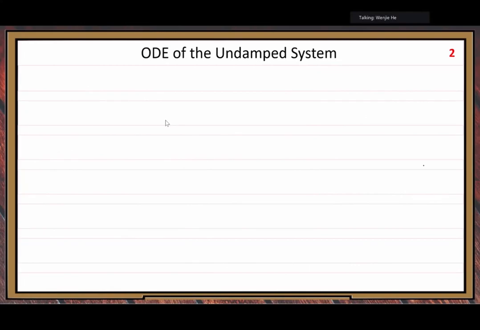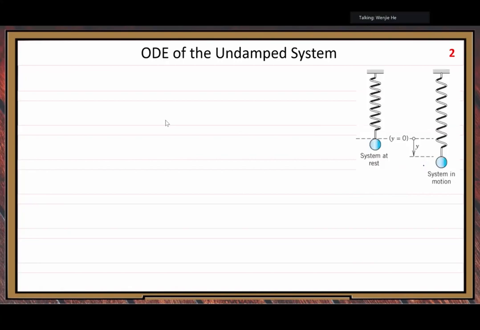Next, the ODE. First we study the undamped system, then we study the damped system. In the undamped system there is no damping force. The damping force is another force that we consider slows down the motion. But first, we study the relatively simpler case, the undamped system.